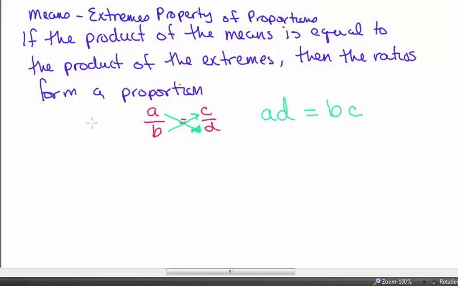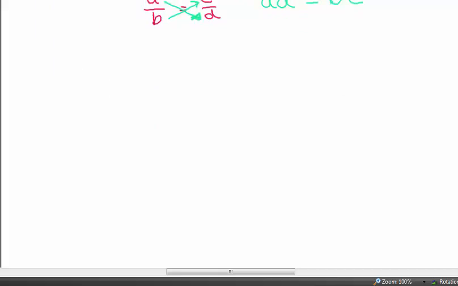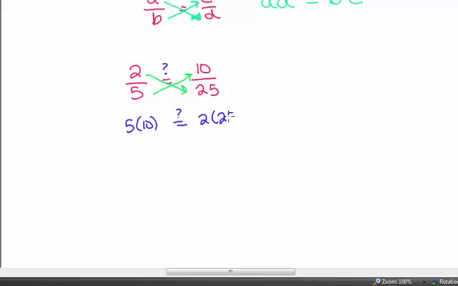But a lot of people also call it the cross product property, because that's a little bit easier to remember because you're making cross products. So let's look at our example from just a moment ago. I had 2 over 5 and 10 over 25, and now I want to know if this is true. Well, I cross multiply, and I get 5 times 10 and 2 times 25, and that's 50 and 50, so they are equal, so yes, they are a proportion.